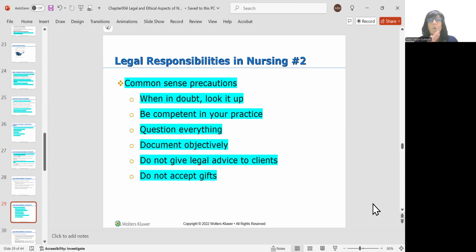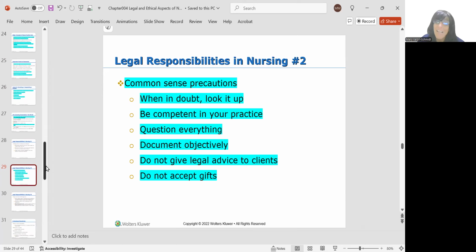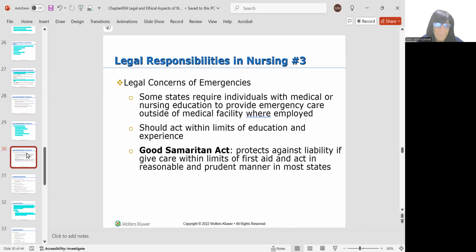Don't just Google it. Google is just a library. It is not the be all end all to answers. Okay. Look it up in a credible source. Go to the Merck manual, the National Institute of Health, the Davis drug book, but look it up. Be competent. Question everything. Document objectively. No opinions. Never give legal advice to clients or anybody else for that matter. And you cannot accept gifts from your clients. Okay. So if they try to hand you cash or something like that, that's inappropriate.